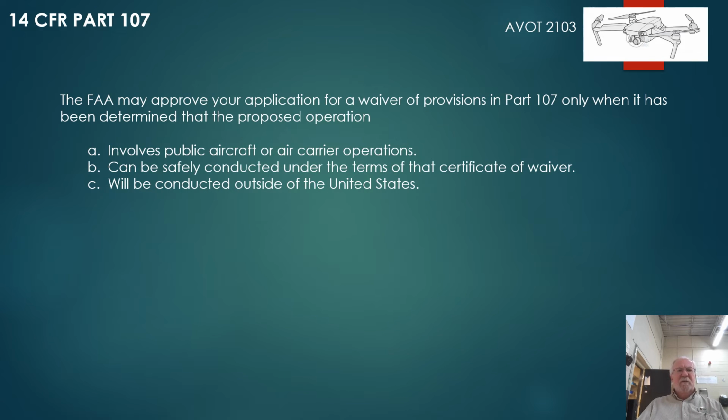We mentioned that earlier. The FAA may approve your application for a waiver of provisions of Part 107 only when it has been determined that the proposed operation: A, involves public aircraft. Remember, public aircraft like the police or Delta Airlines. They haven't started flying drones as far as I know. So that can't be it. C, will be conducted outside the United States. Well, then why would the U.S. have anything to do with it? If it's outside the U.S., those rules don't apply.